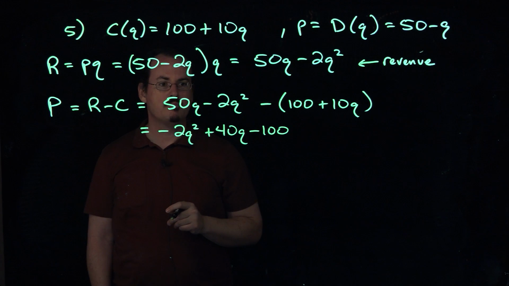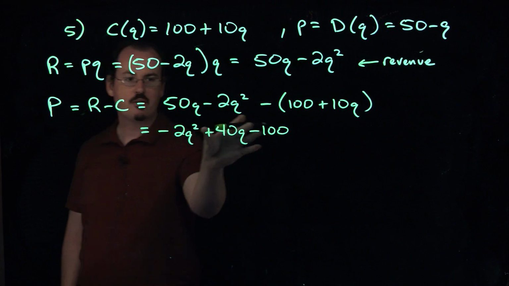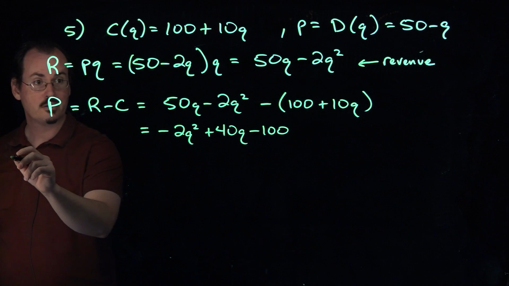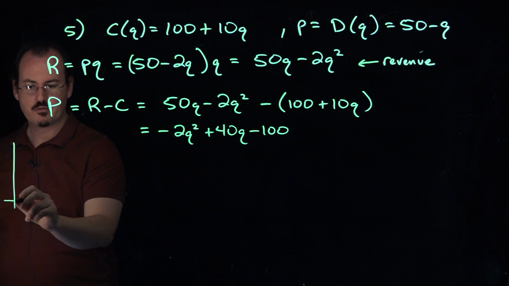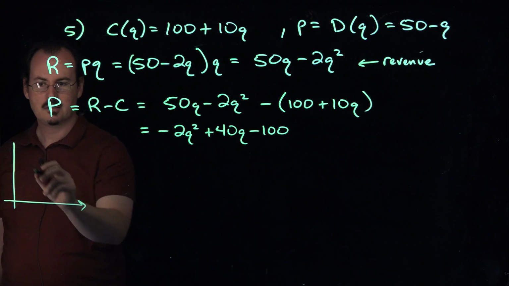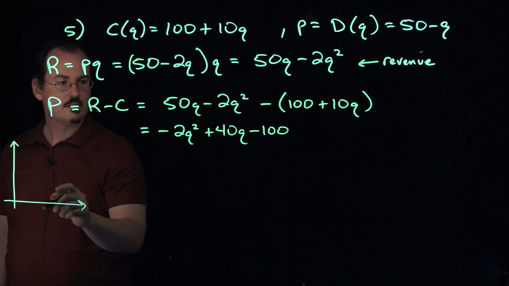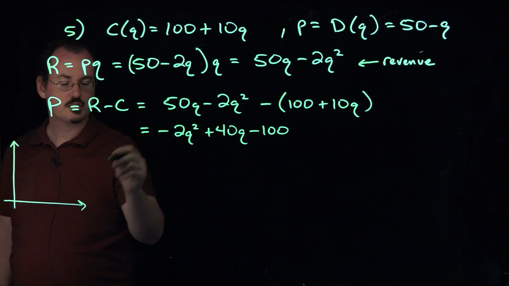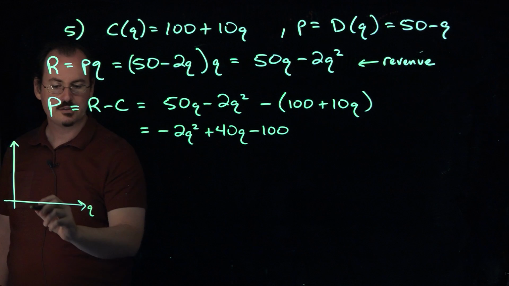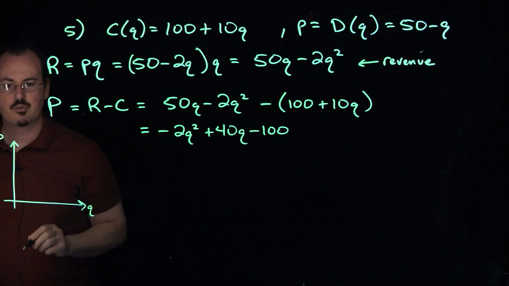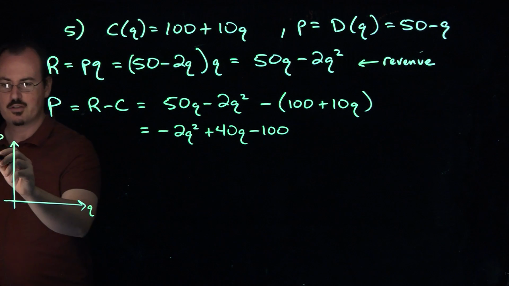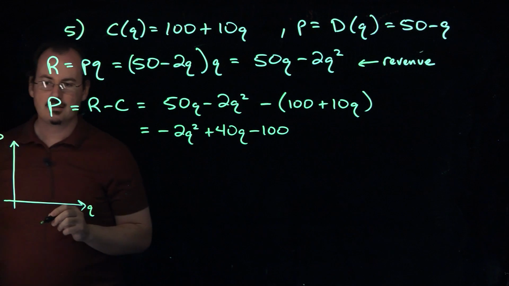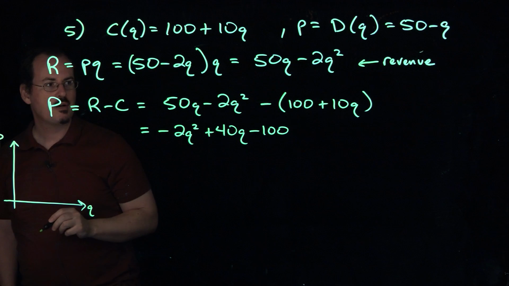Now, maximizing profit in this case, let's think about what that profit function looks like. I'll try to draw it over here off to the side. This is P as a function of Q, meaning that this axis is Q and this axis is profit. Q is quantity, so that would be number of items sold. Profit, of course, would be in dollars.